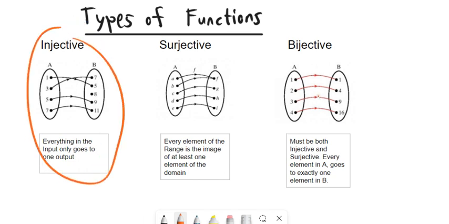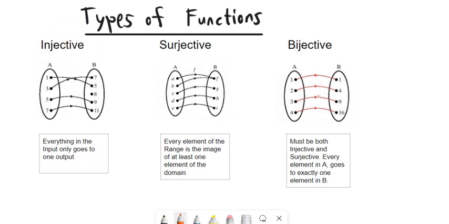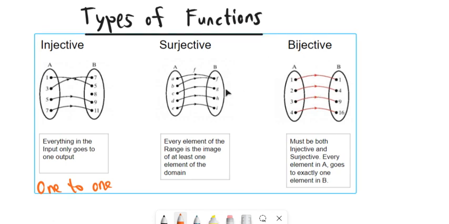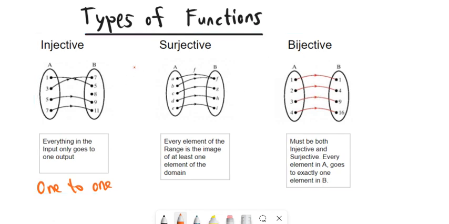So it says here everything in the input goes to one output, so only one output. So this is 1 to 1, and that's often what it's referred to. If you look here, everything in the input only goes to one thing in the output. Now you'll spot there that there's an 8 that's extra, so that's okay. That's fine if there's something extra in the output, alright?